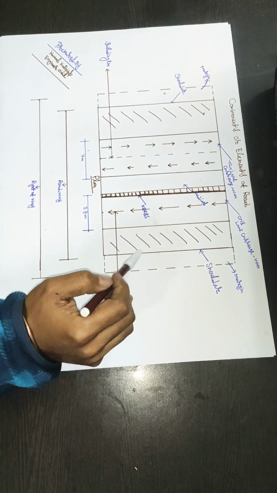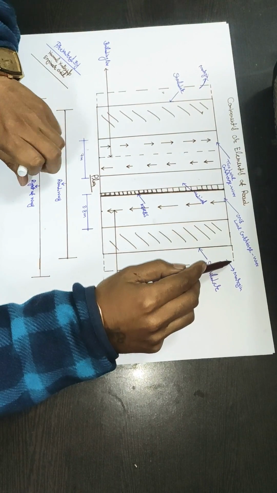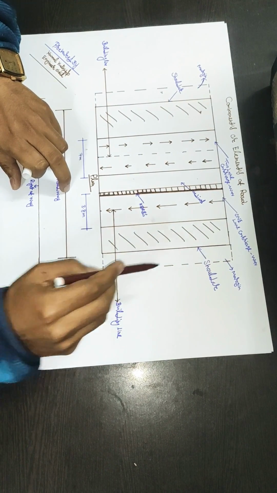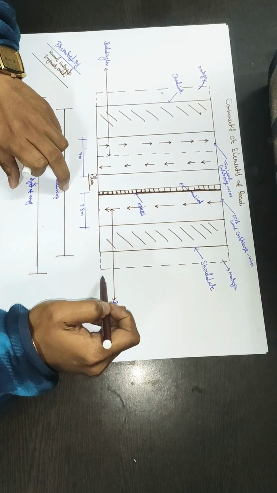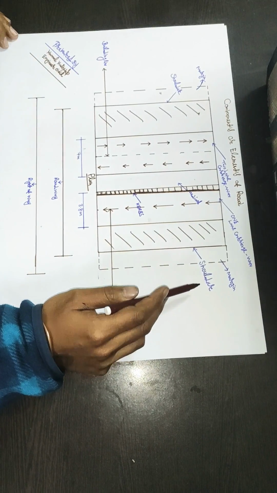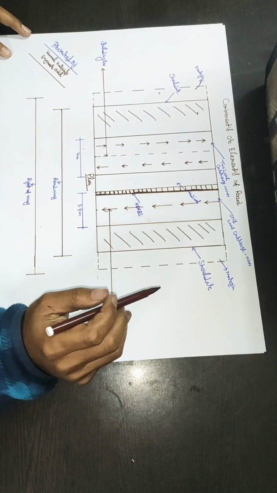Guardrail. That is called guardrail. The area outside the margin is called guardrail. Guardrail is provided generally on hilly areas to protect the vehicle from damage and support the vehicle.